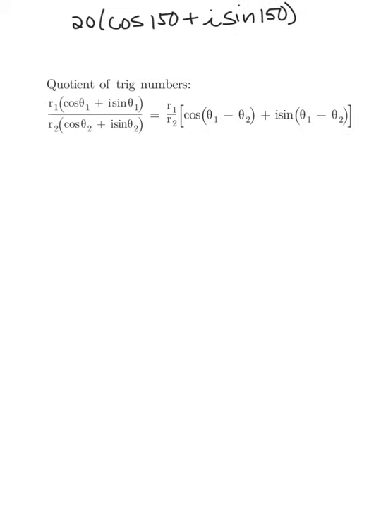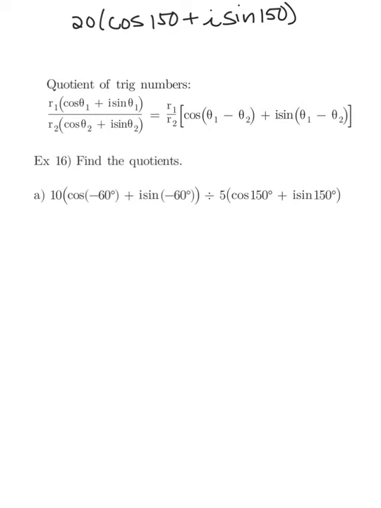When you are dividing two trigonometric numbers, you do the quotient of the r's. Take r1 divided by r2, and then you subtract the angle measures for the cosine and the sine. For example 16, we are going to find the quotients, and we are given two trigonometric numbers. Our process is to take the two r's, so we're going to take 10 divided by 5. You divide the two r's.